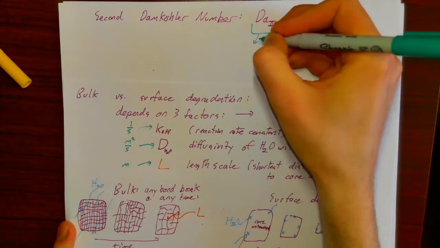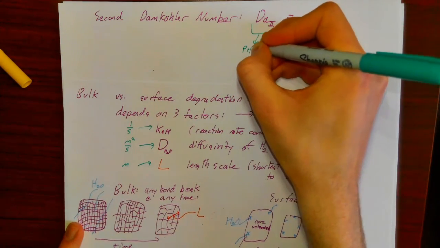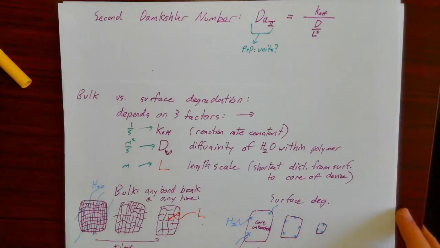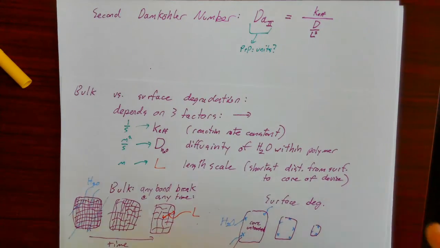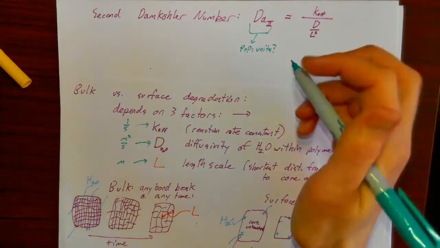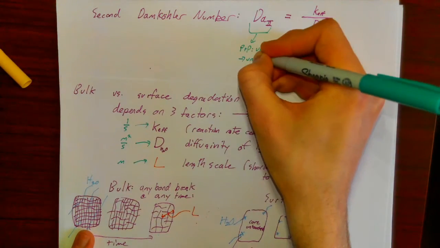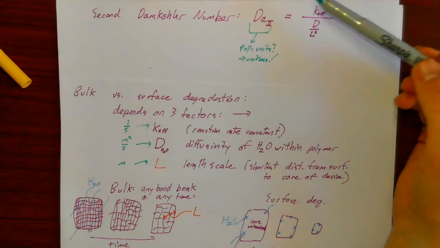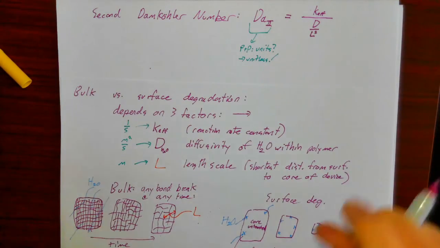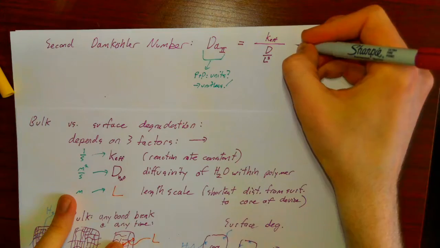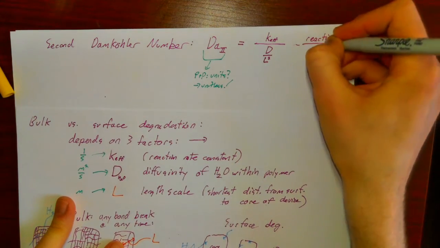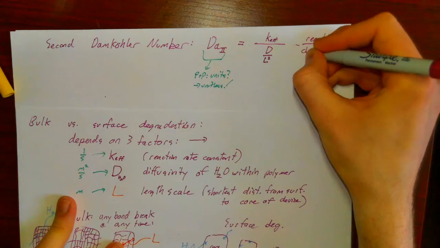So take a moment now. What are the units? Pause and ponder. What are the units of the second Damköhler number? Well, if you figured it out, the second Damköhler number is actually unitless. And in a sense, it's a ratio of how quickly the reaction compares to diffusion.